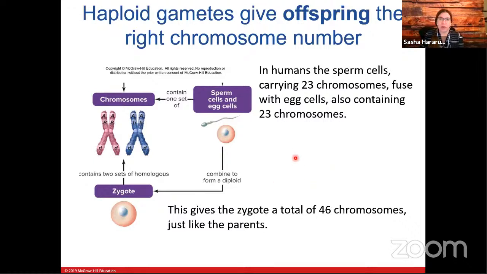So in humans, the sperm cells are carrying 23 chromosomes, not 23 pairs, but only 23 chromosomes. They fuse with the egg cells, which also contain 23 chromosomes, not 23 pairs of chromosomes. And as a result, these two gametes give a zygote that has 46 chromosomes, or 23 pairs of chromosomes. We have 23 homologous pairs of chromosomes.